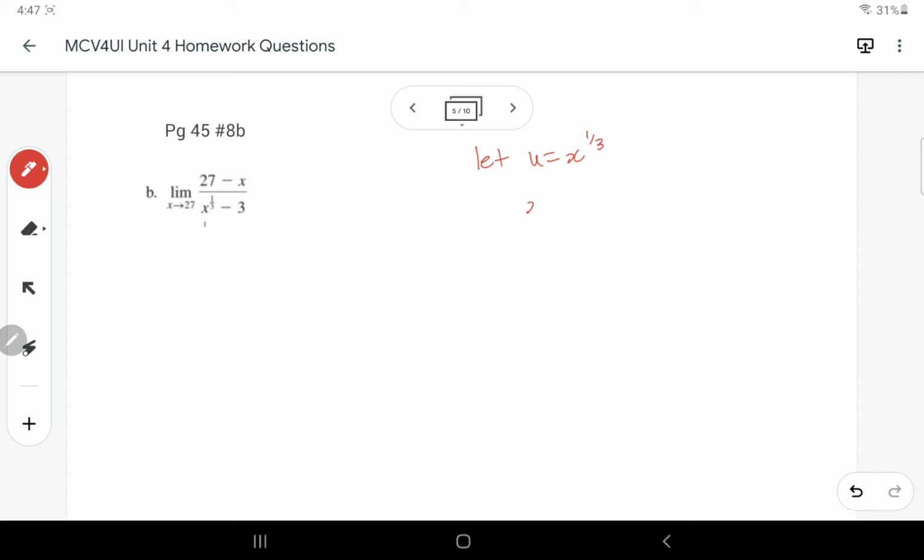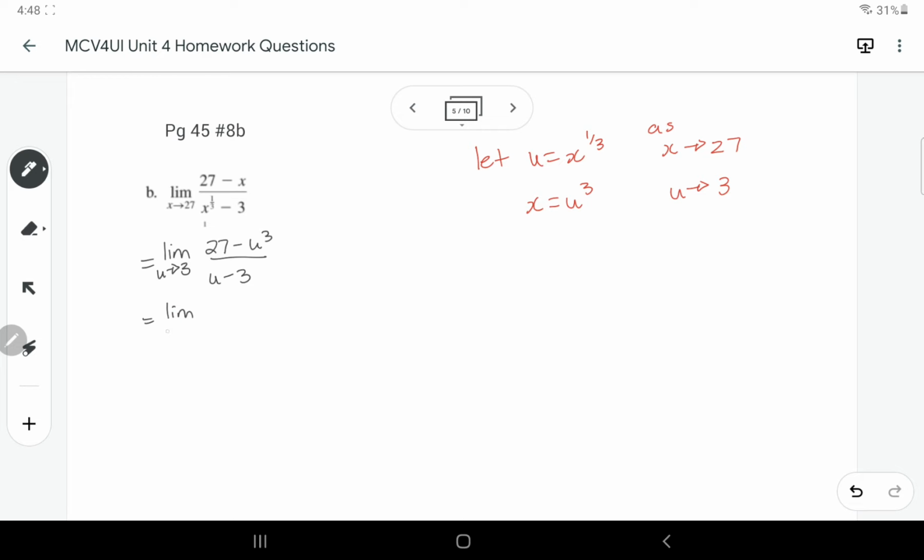That would mean that x equals u cubed, right? Cubing both sides. And I know as x approaches 27, u is going to approach 3 because u is x to the 1/3. So once I list out all of this information up here, I can rewrite this limit as the limit as u approaches 3 of 27 minus u cubed over u minus 3.